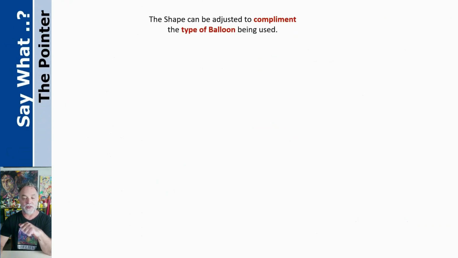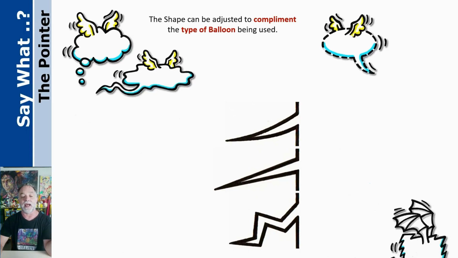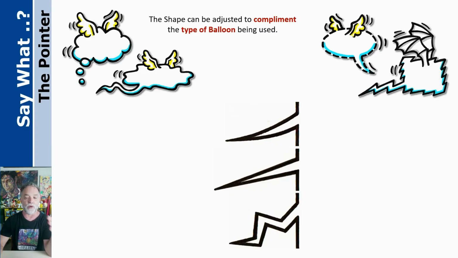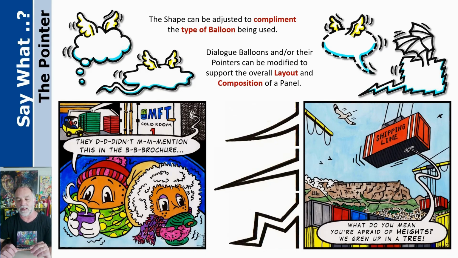Then the shape of the balloon or the pointer can also be adjusted to complement the type of balloon being used. In the case of the thought balloon or the scream balloon or the electronic balloon, the shape of the tail can be adapted according to the balloon. And then dialogue balloons and their pointers can be modified to support the overall layout and composition of a panel, which pretty much means you can adjust it to make your artwork work.